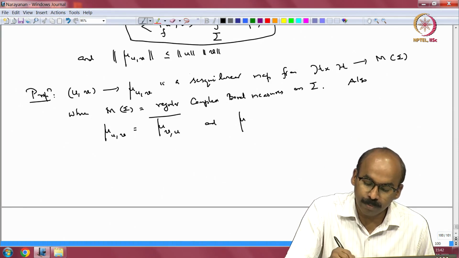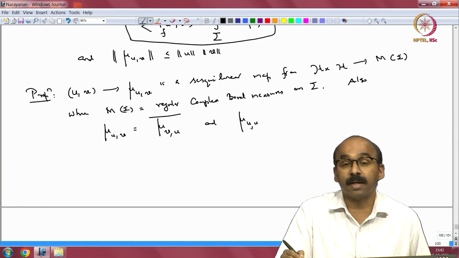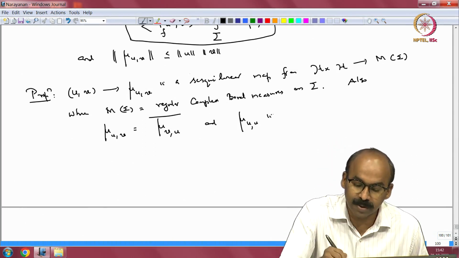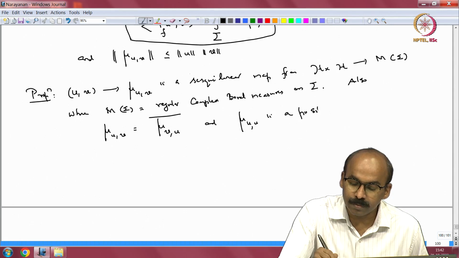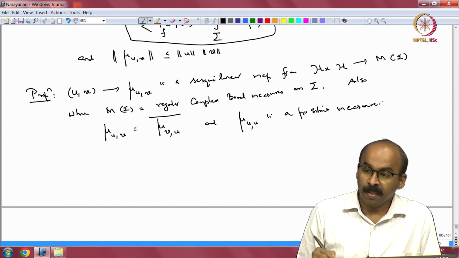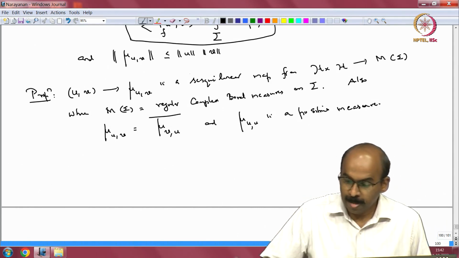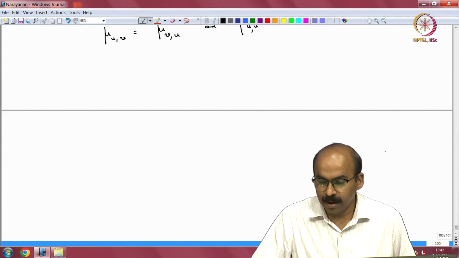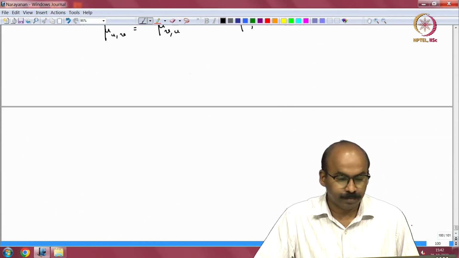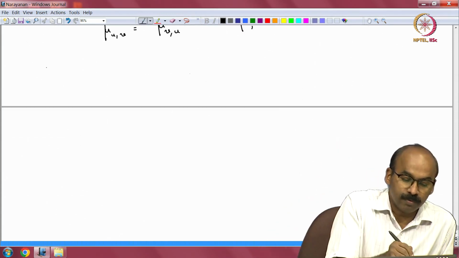mu u u. So, if it is the same vector, then the inner product should be positive. So, here is a positive measure, okay, positive measure, okay. So, let us prove this. So, proof of this is easy, except that you have to keep track of various things, okay. So, proof.